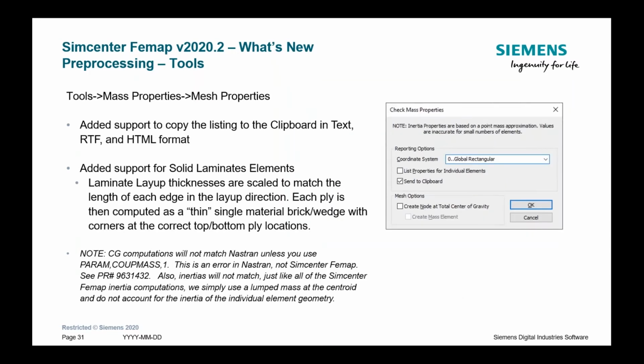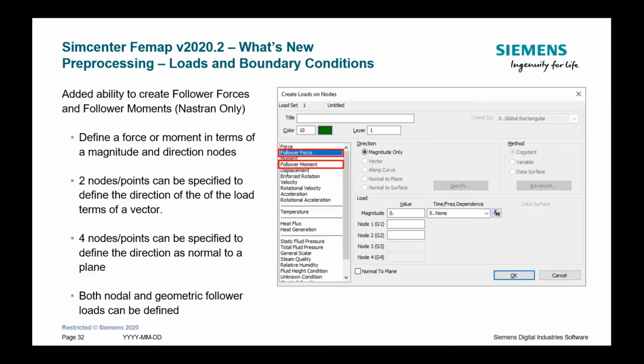Very similar, send to clipboard was if you were doing tools, mass properties with mesh properties. Again, we just added an option in there that can automatically send the information to the clipboard, and again consolidated the GUI a little bit.